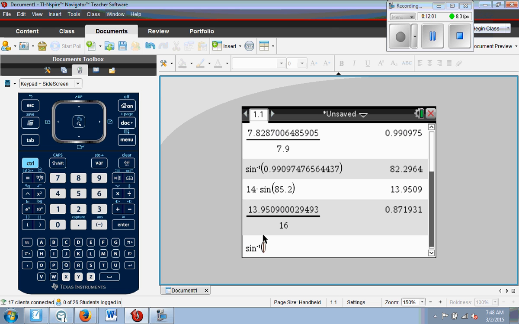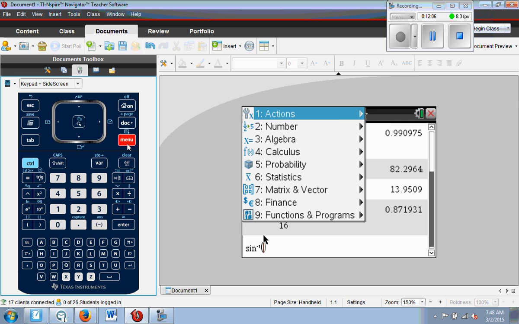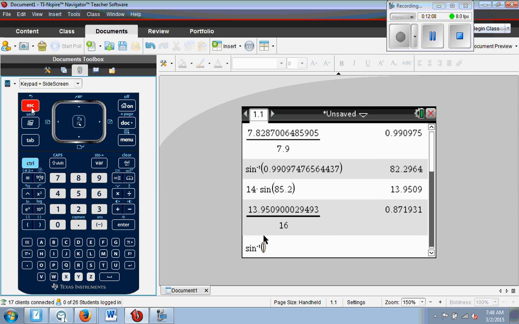Oh, you know what? I made a mistake. Hold on a second. I see my mistake. If we scroll up, we're doing law of cosines, and I did sine inverse instead of cosine inverse. So we need to fix that.